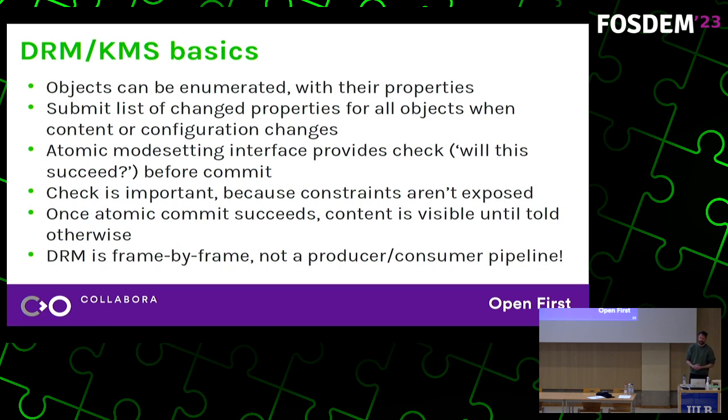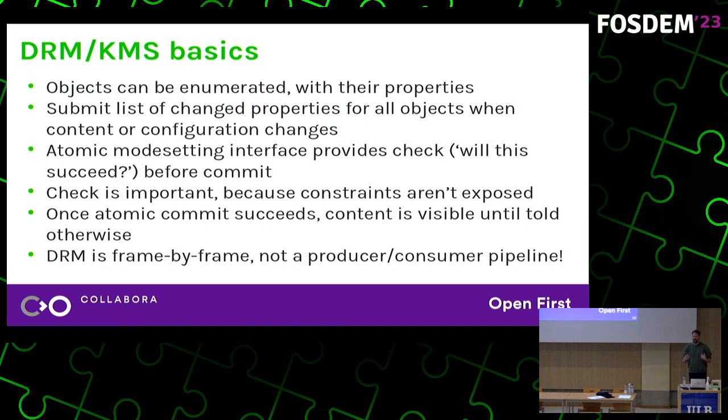So because we don't have a good generic way of expressing these constraints and of constraint solving within the kernel, we do the dumbest possible thing, it's brute force. We just try every possible configuration that will get us to where we want to, and see which one's going to stick. Then yeah, once you've gone through all that, you've done your atomic commit, you've got a frame on screen, it lives there until you change it.